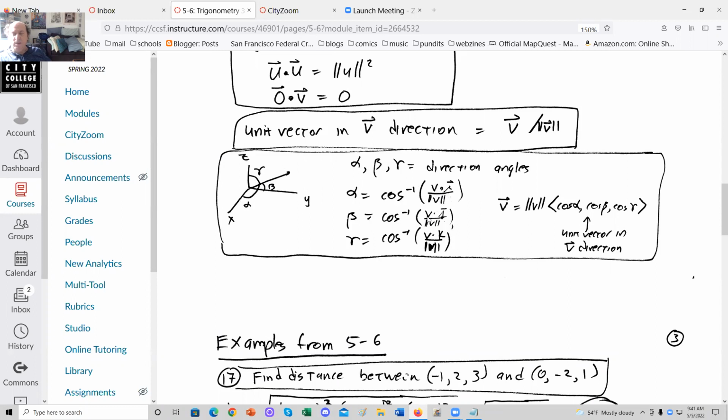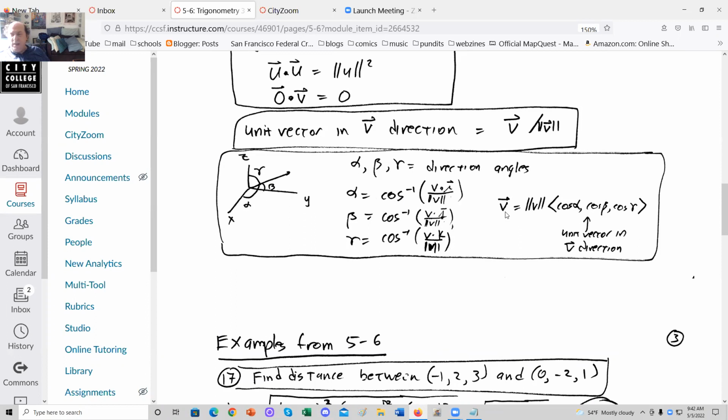Beta is arc cosine of v dot j over length of v, and gamma is arc cosine of v dot k over length of v. Basically, this will be the unit vector dot each of the direction vectors. And that arc cosine is the angle from each of the directions.